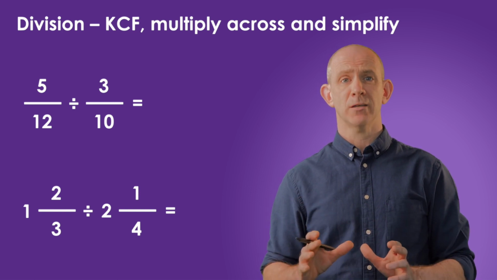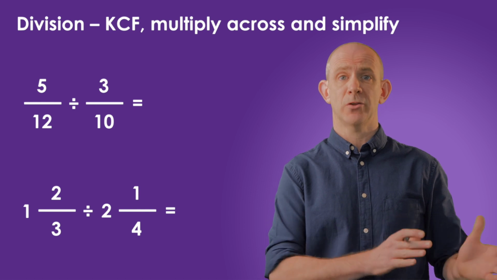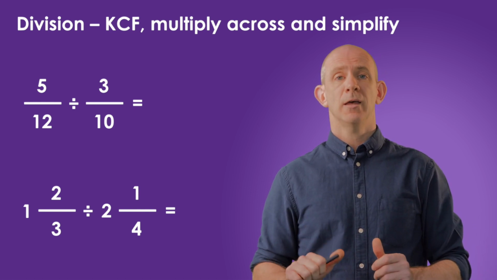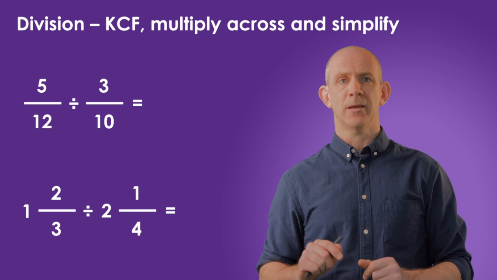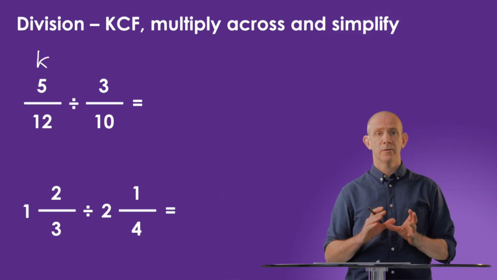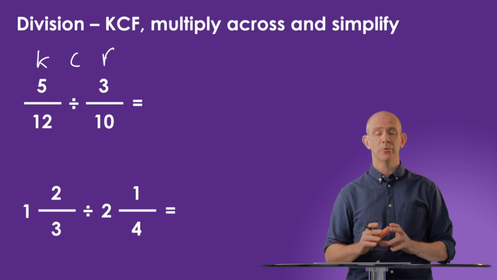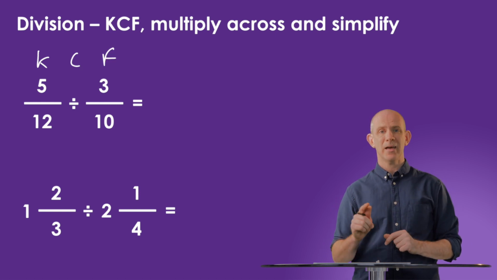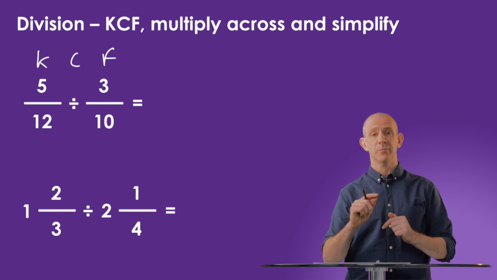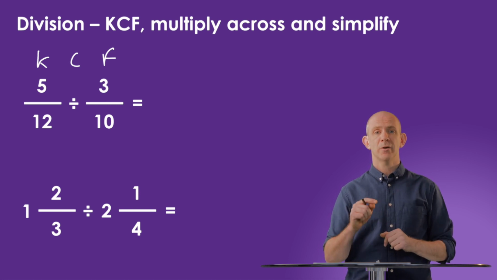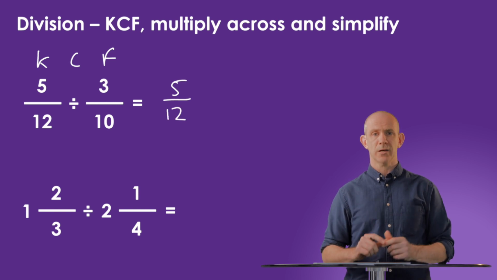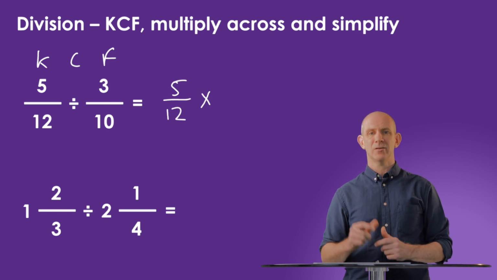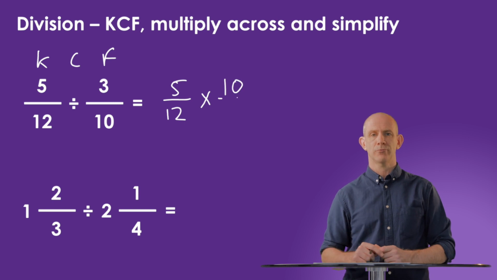It's a simple process that relies on the multiplication method that we've just gone through. Here, we have 5 over 12 divided by 3 over 10. I'm going to write K above the 5 over 12 because I'm going to keep that fraction, C above the symbol because I'm going to change the symbol, and F over the 3/10 because I'm going to flip that the other way round. So we end up with 5 over 12, change the symbol to multiplication, and then flip the second fraction to make it 10 over 3.